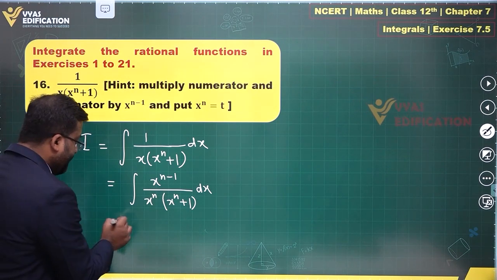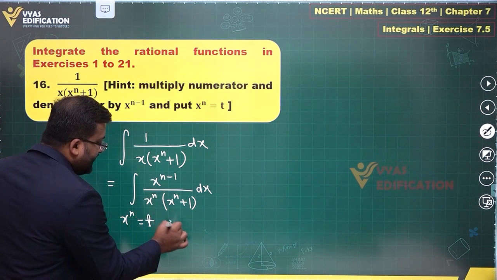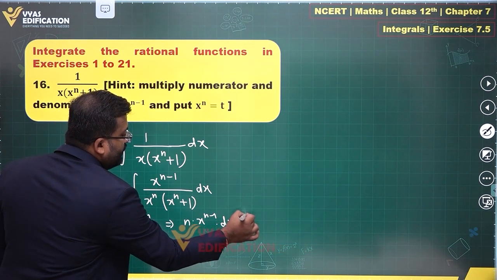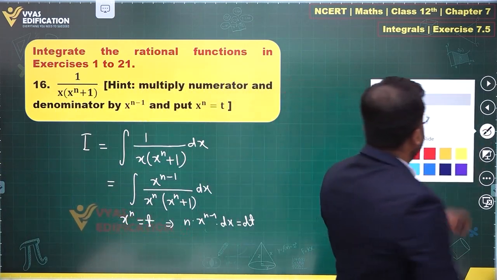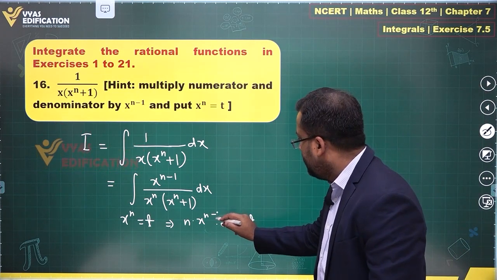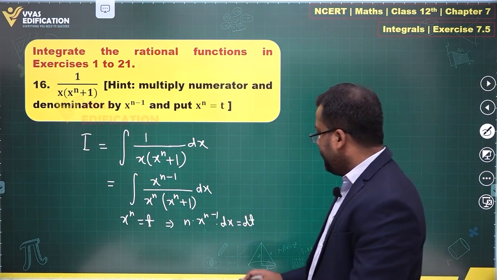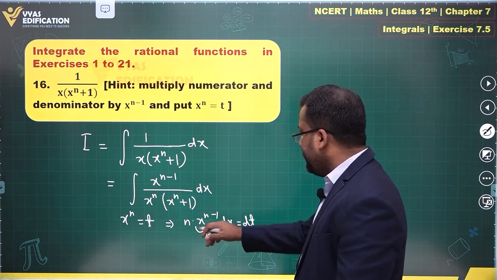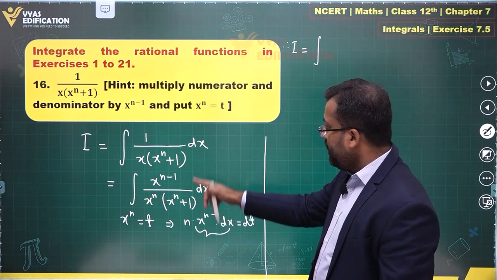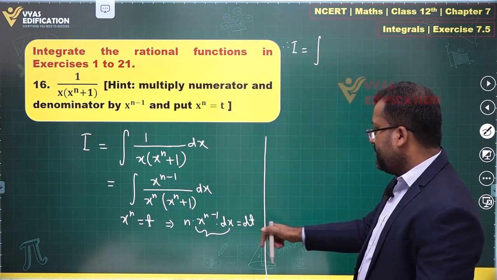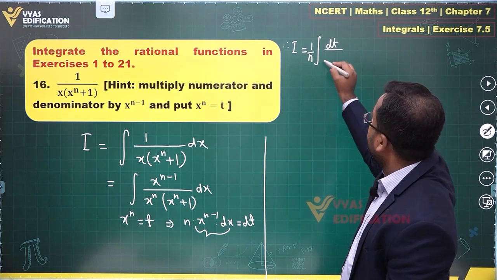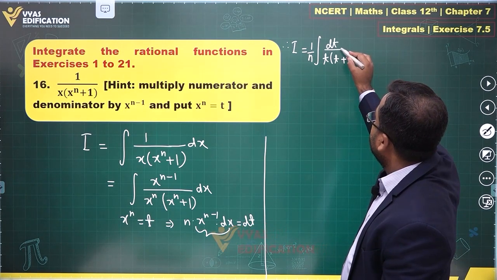Yes. And we can put x power n is equal to t, and that tells me that n times x power n minus 1 times dx will be equal to dt. This is what you can note, right? So x power n minus 1 dx will be equal to dt upon n. Therefore, I will be equal to 1 by n integral of dt upon t times t plus 1. This is what you get.